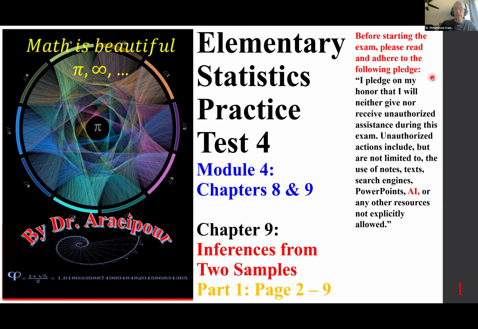Reminding you of the pledge: I pledge on my honor when we take the exam, I will neither give nor receive unauthorized assistance, so on and so forth. You may use a formula sheet, tables, and a graphing calculator.